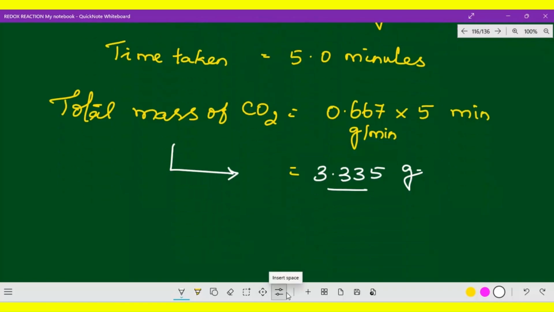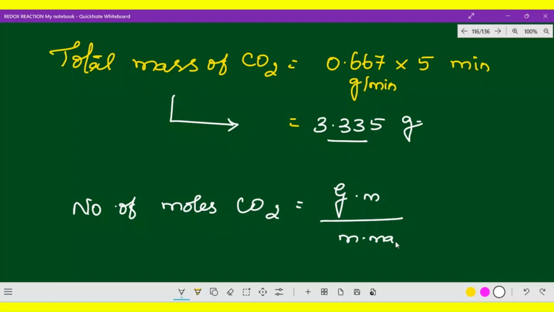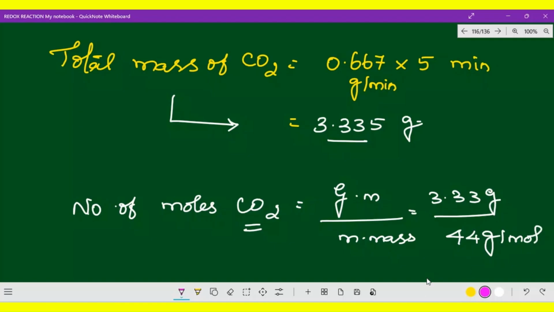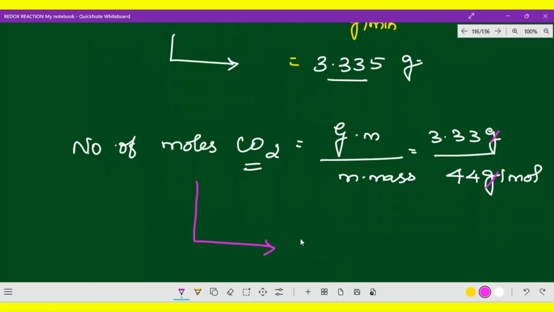Now we have the carbon dioxide mass. Now can we identify the number of moles, because it is given mass by molecular mass? So number of moles of carbon dioxide is given mass, 3.335, divided by molecular mass of carbon dioxide. You know very well that is 44 gram per mole. So can we cancel gram and gram? When you calculate, you will get 0.07578 mole. So you got the number of moles of carbon dioxide.